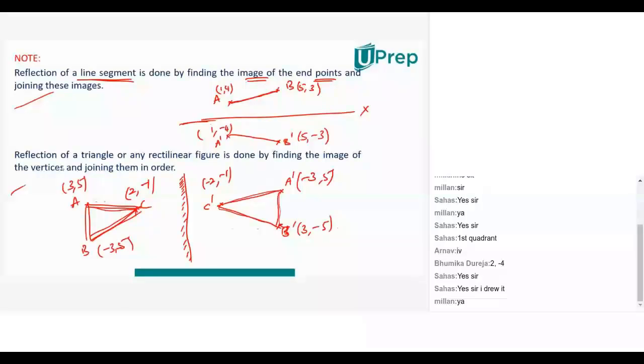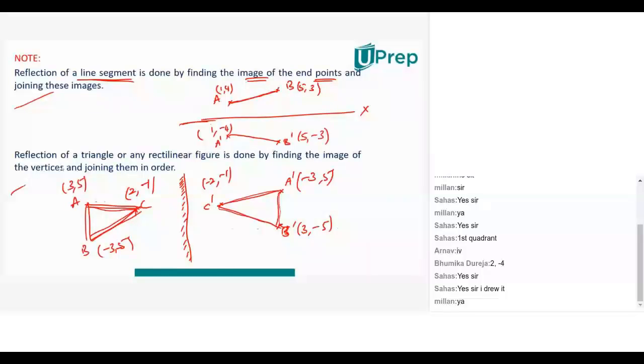Yes, sir. Write down both the properties. Reflection of a line segment is done by taking the image of endpoints, and reflection of a triangle or any rectilinear figure is done by finding the image of all the vertices.